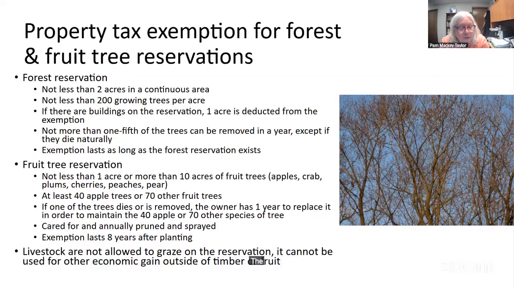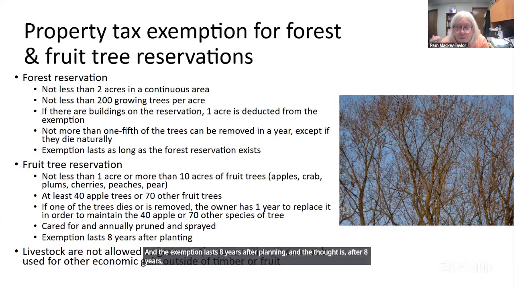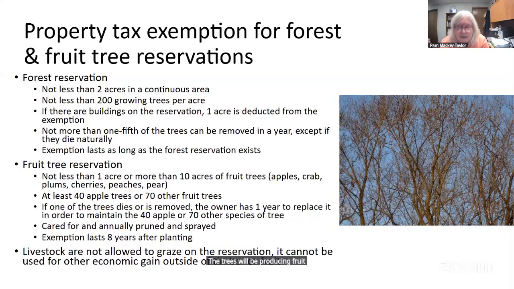The trees have to be cared for and annually pruned and sprayed. And the exemption lasts 8 years after planting. And the thought is after 8 years, the trees will be producing fruit that can be taken to the market. Now, the livestock are not allowed to graze on the forest or fruit tree reservation, and it cannot be used for other economic gain outside of timber or fruit. So there are some restrictions, but the idea is if it's planted in trees, it gets a property tax exemption.